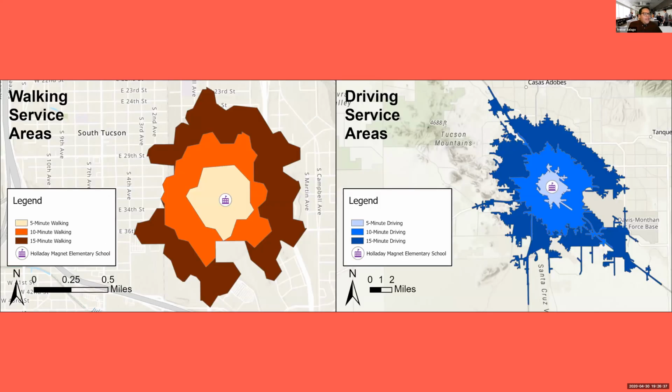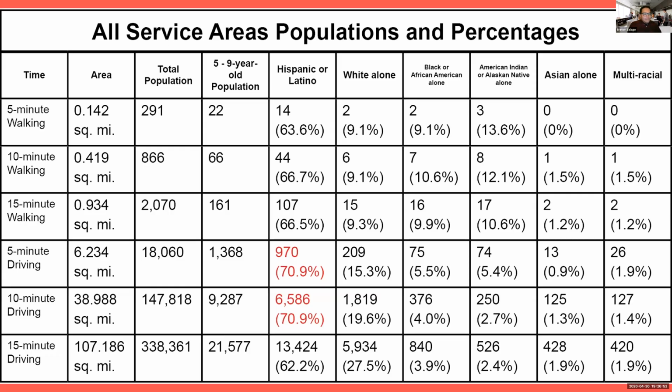These are the walking and driving service areas side by side. Notice the driving service area reach a larger portion of the Tucson area compared to the walking service areas. This table shows all the data of the service areas. What is most noticeable in this table is that for the 5 and 10-minute driving service areas, the Hispanic or Latino groups exceed 70% of those service areas, making them not integrated to TUSD standards.